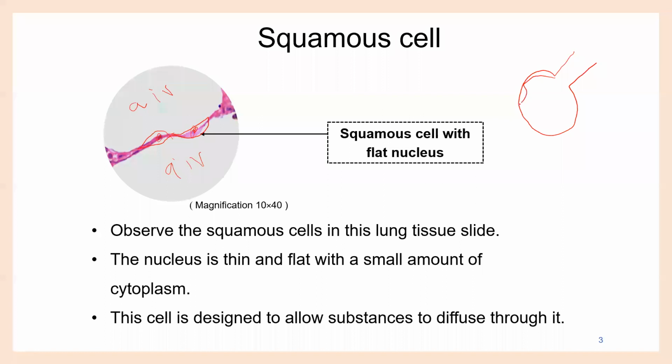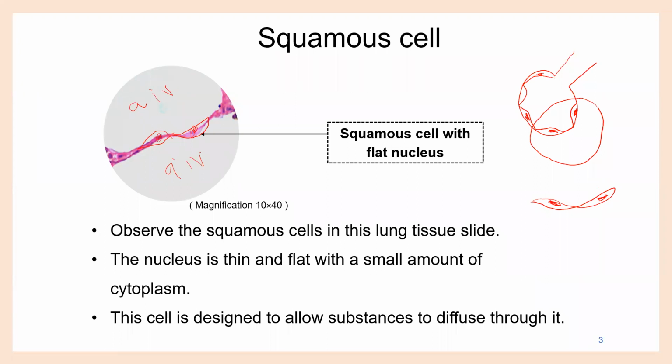So you have the alveolus being lined by all these squamous cells, right? The nucleus will be somewhat flattened like this. When you take a high power view of the lung, this section has been taken and you can see those two cells there, with their flattened nuclei. So observe the squamous cells in the lung tissue slide. This is a Cheney section. The nucleus is thin and flat with a small amount of cytoplasm.